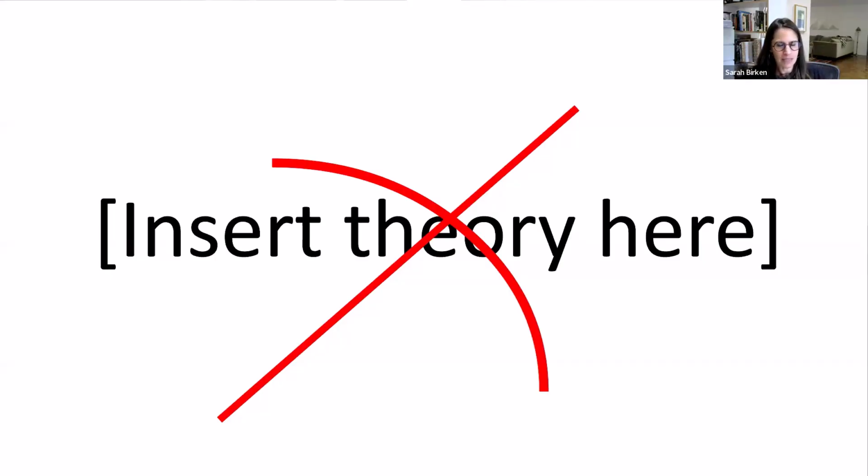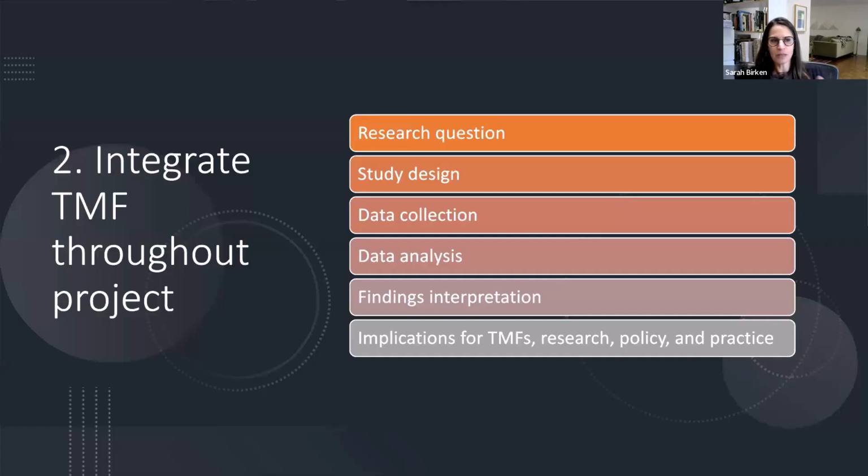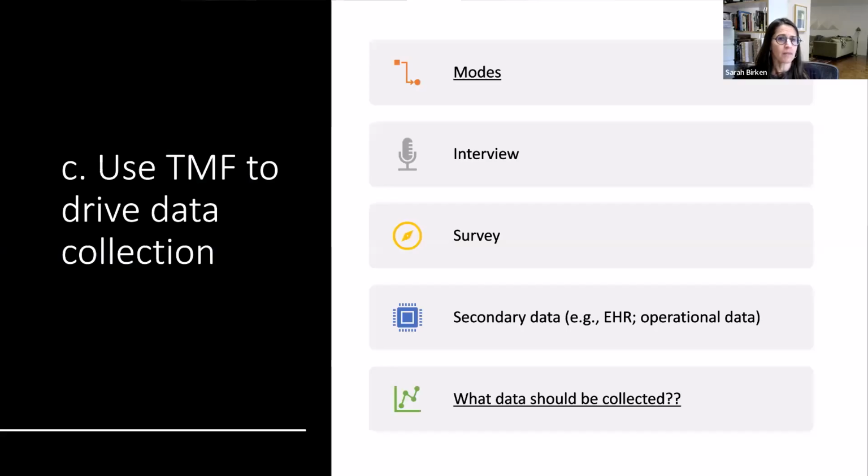In my opinion, theory should be part of the entire process of research. So you're going to want to explicitly justify your selection of theories, models, and frameworks, and integrate it throughout the project. It can motivate your research question. If you're testing a theory that motivated your research question, it can help inform your study design. I'm going to focus mostly here on talking about how it can help you collect data and analyze it.